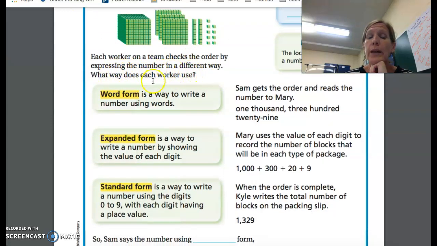Okay? Now, if we take a look, it says each worker on the team checks the order by expressing the number in a different way. What way does each worker use? So Sam gets the order and reads the number to Mary. Here it is in words. Ready? 1,329.